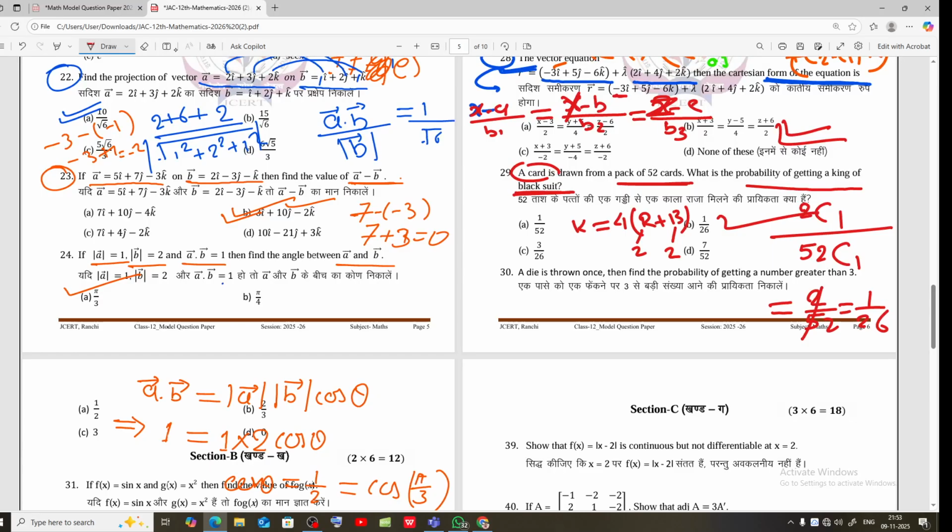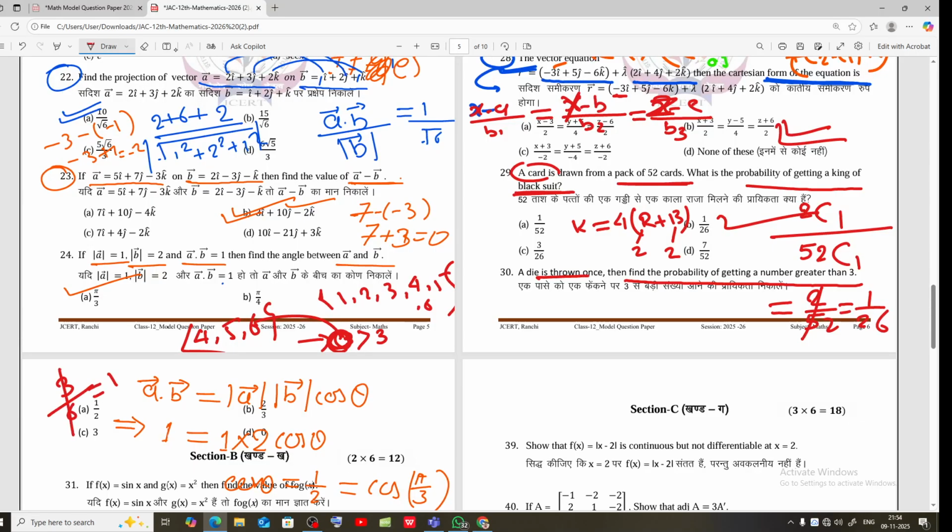And question number 30. A die is thrown once. Find the probability of getting a number greater than 3. A die has numbers 1, 2, 3, 4, 5 and 6. The numbers greater than 3 are 4, 5, 6. That means favorable outcomes are 3 and total possible outcomes are 6. Your answer is 1 by 2. Option 1 is correct.